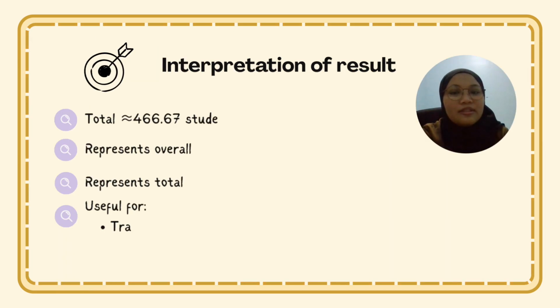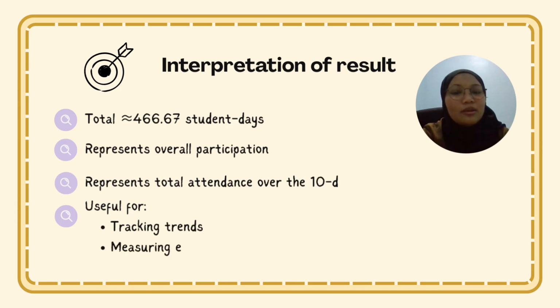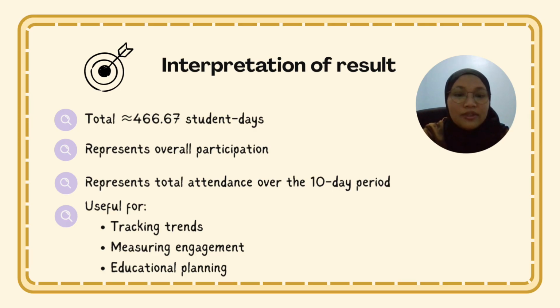Next, I will explain the interpretation of the result. The result of the definite integral is approximately 466.67, which we can round to 467 student days. This value represents the total accumulated attendance over the 10-day period. It shows overall participation, not just the highest or lowest attendance on a single day. In real-life education settings, this is useful for tracking trends, measuring student engagement, and helping schools make better planning decisions.